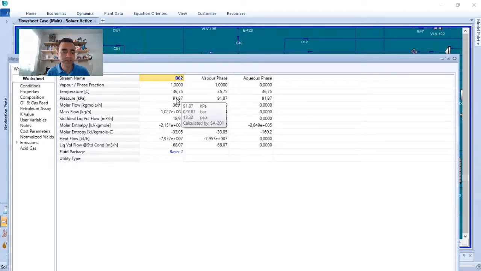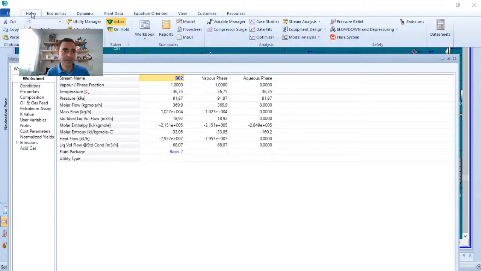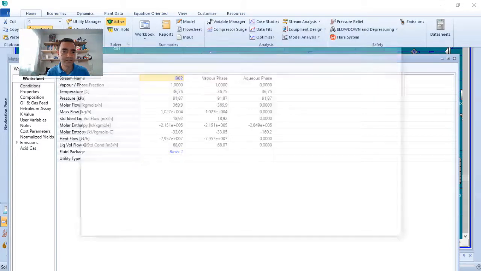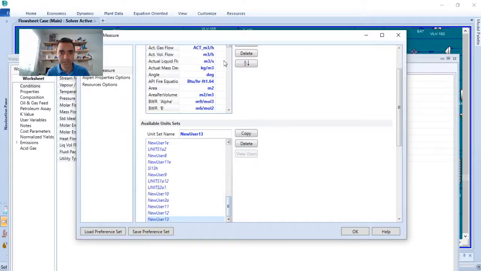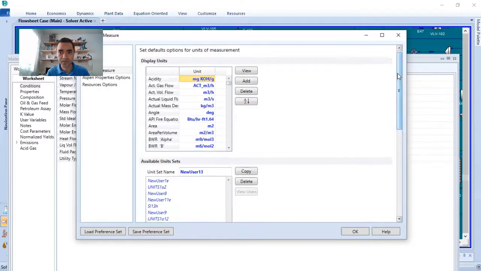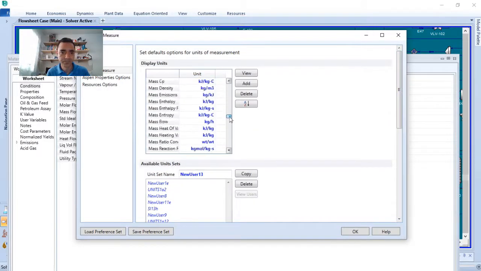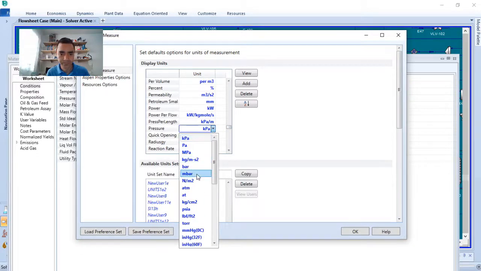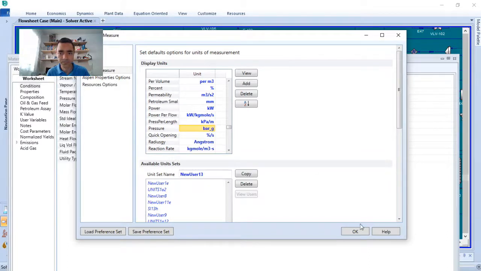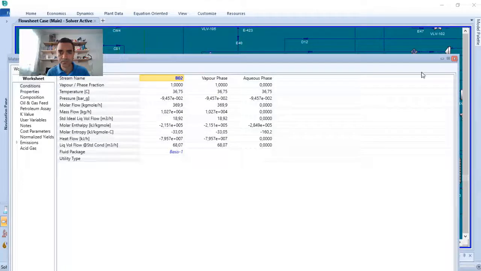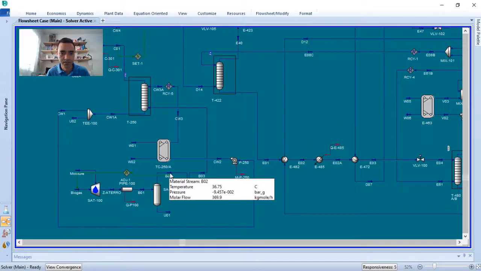It's in absolute pressure, and if I change the settings to bar G, you will see that we have negative pressure.